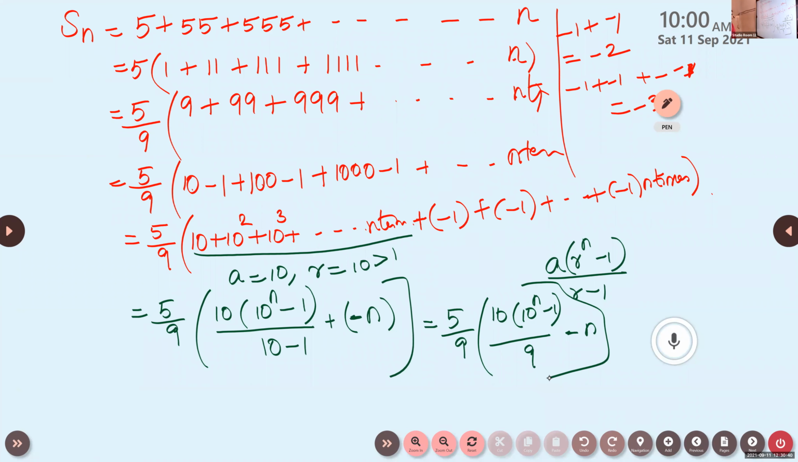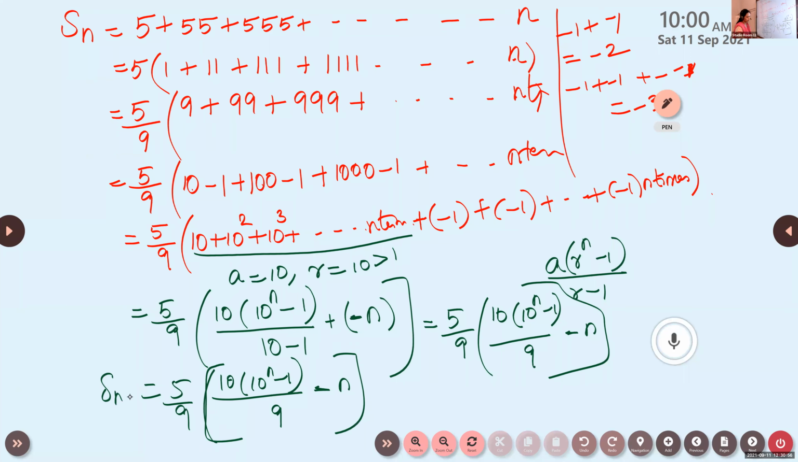Is it okay? Is it clear? Okay, that is 5 by 9 into 10 raised to n minus 1 by 10 minus 1, minus n. So this is the sum, Sn. We can stop with this. The sum is given by this.